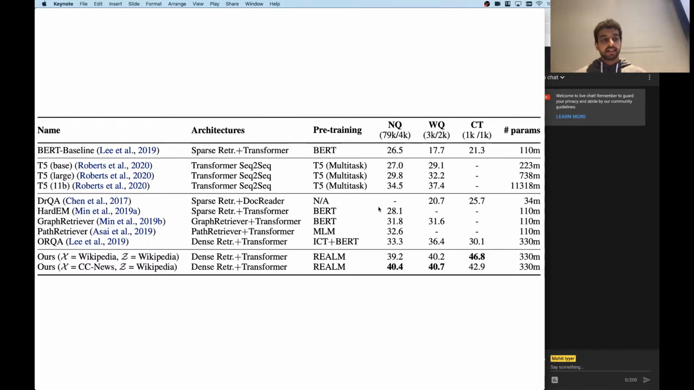You can see that this T5 model has 11 billion parameters. So this is much, much smaller, but outperforming it because of its reliance on the external data store.